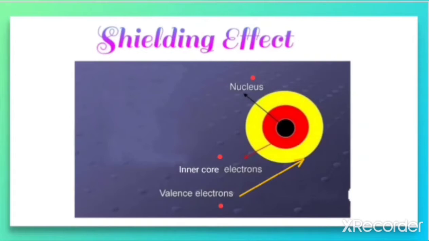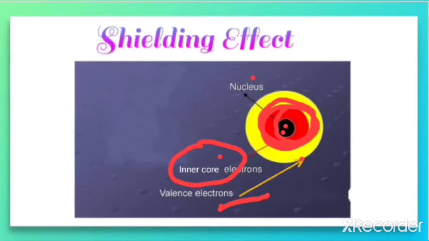Shield means a protective layer. So in this you can see that the valence electron is shielded, or we can say protected, from the nucleus by the inner core electrons. That means the inner core electrons form a protective layer that protects the valence electron from the effect of the nucleus. We can say that in multi-electron atoms, the outermost electrons are shielded or screened from the nucleus by the inner core electrons. This effect is called the shielding or screening effect.